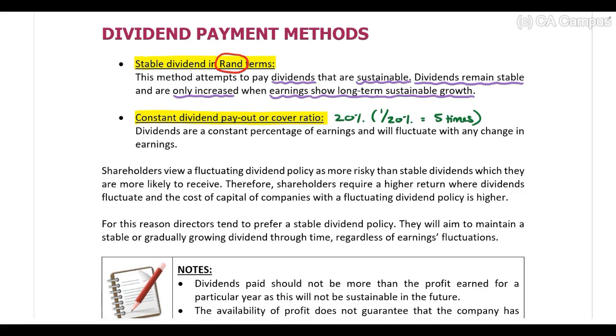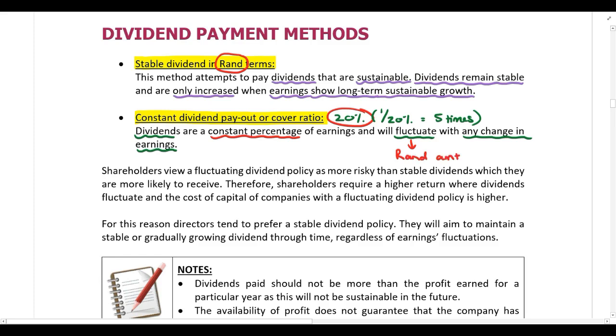Now, it's important to note, if the company has a constant payout ratio or a constant dividend cover, then the dividend is going to fluctuate with any change in earnings. Obviously, guys, if you are always paying out 20% of your earnings as a dividend, if your earnings drop, the dividend will drop. If your earnings increase, the dividend will increase. So here, with a constant dividend payout ratio or cover ratio, the rand value of your dividend is going to fluctuate. So the dividend is a constant percentage of your earnings. It's always 20% of your earnings, but the rand amount is going to fluctuate with any change in earnings. On the other hand, with a stable dividend, the rand amount remains constant.